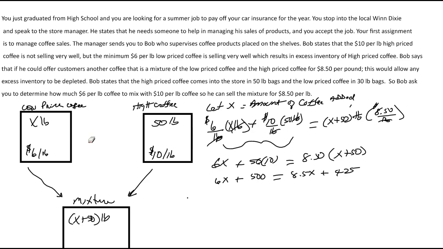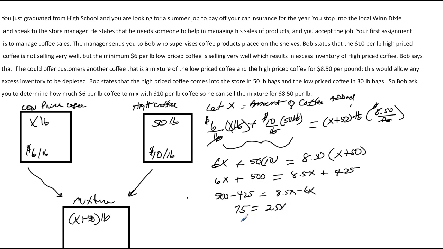Okay. So if we move these over to the correct side, we have 500. Bring 425 over this side, minus 425, is equal to, bring 6X over this side, 8.5X minus 6X. And that's equal to 75 is equal to 2.5X.